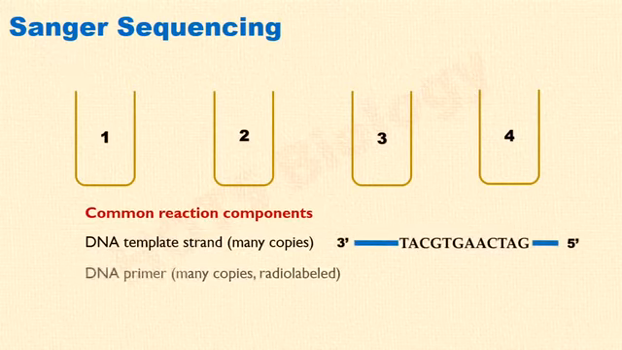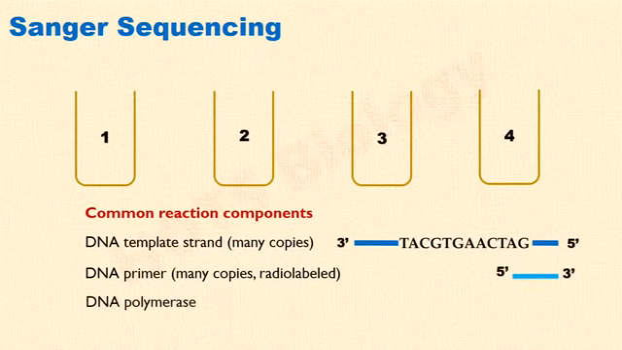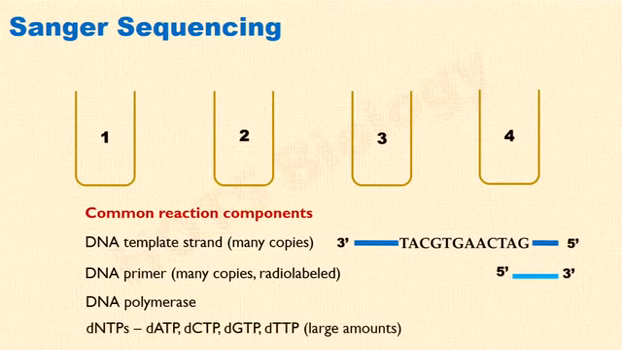Second component is DNA primer. Again, many copies of DNA primer are used. Sanger radio-labeled these primers for detection purposes. Third component is DNA polymerase. And the fourth component consists of all 4 standard deoxynucleotides or dNTPs. They are used in large amounts.